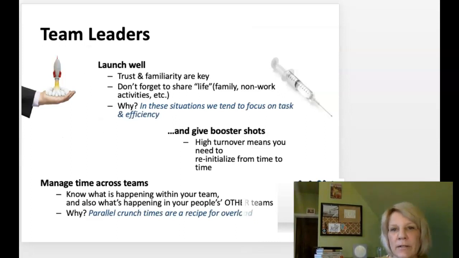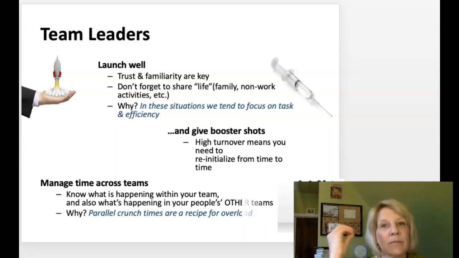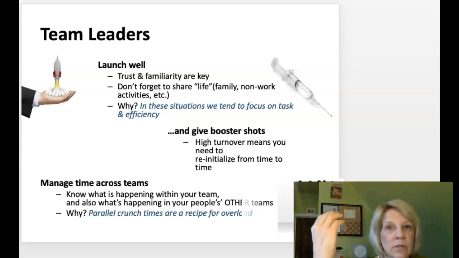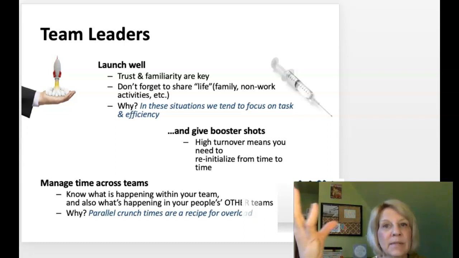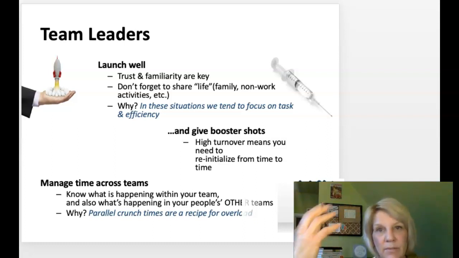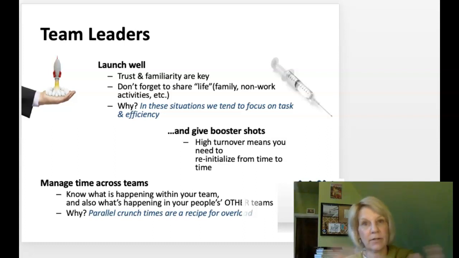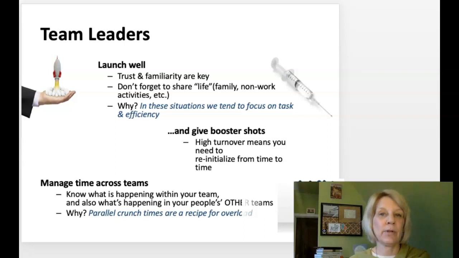Now, if you're a leader, some of these things aren't going to sound very unfamiliar because you still have to think about launching your team well. Trust and familiarity become even more important in these environments because there's so much churn and rotation, and because of that idea of underbounding, where people don't necessarily feel the same connection, loyalty, and identification with any given team.